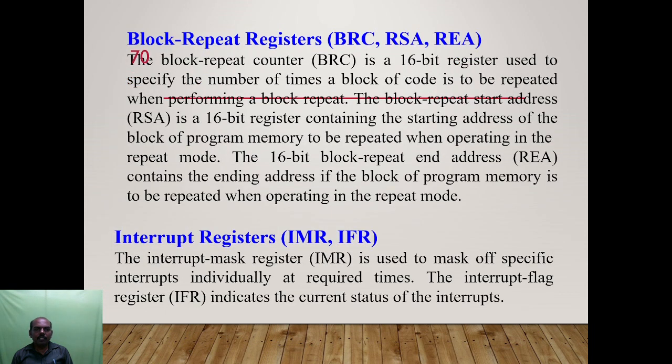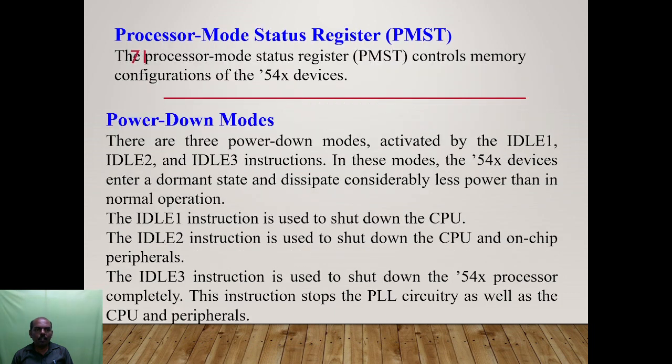Then block repeat register, interrupt register. The block repeat counter is a 16-bit register used to specify the number of times a block of code is to be repeated when performing a block repeat. Interrupt mask register is used to mask off specific interrupts individually at required times. This is the processor mode status register. It controls many memory configurations of the 54x series devices.